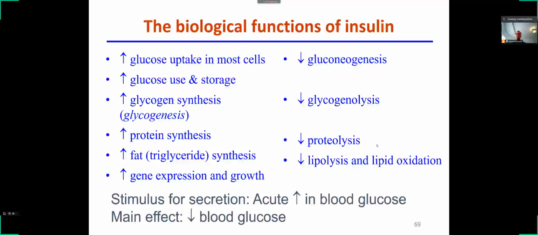This generally means you have an acute stimulus for secretion, the acute increase in blood glucose, with the main effect a decrease in blood glucose following, okay? Once you release insulin.